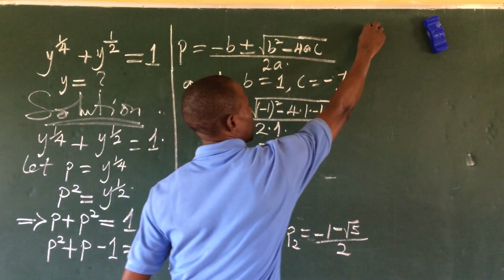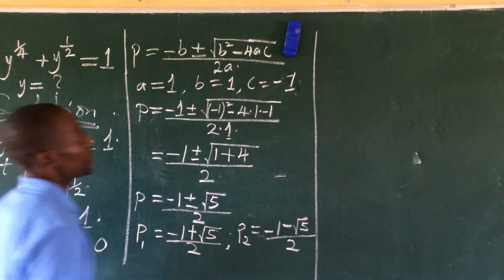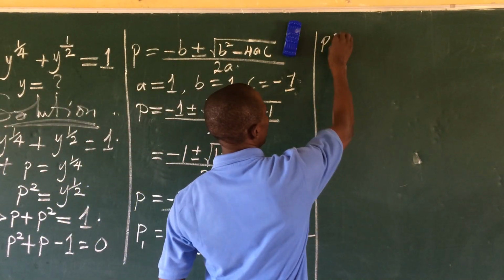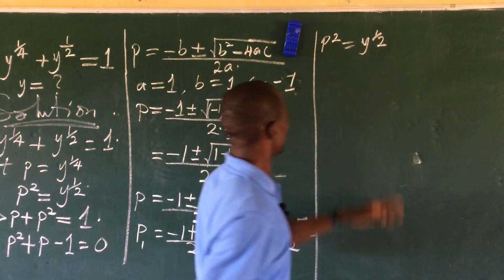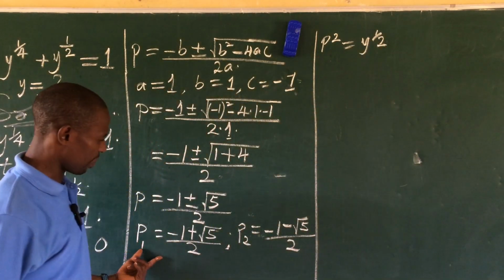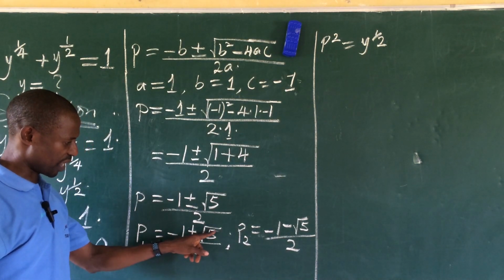So let's go back to our equation, the first expression. All right, so let's take this expression. Now we said p squared is equal to y to the power of 1 over 2. So what is our p here? Let's take our p1. Our p1 is (-1 + √5) over 2.